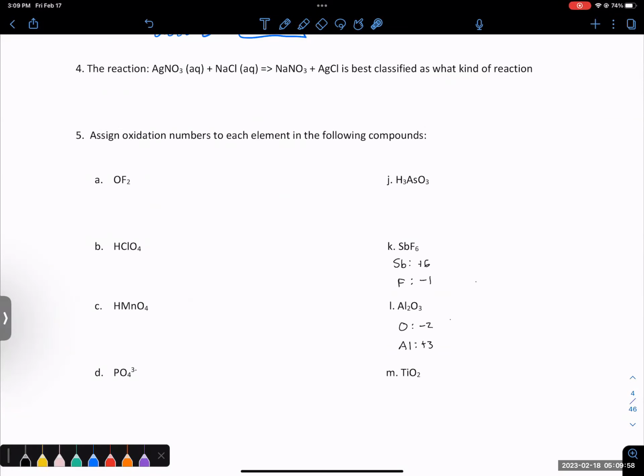All right, this is gonna be a quick one, like 5 seconds. The reaction of silver nitrate and sodium chloride produces sodium nitrate and silver chloride. Is best classified as what type of reaction? Y'all in the back, what are y'all thinking?